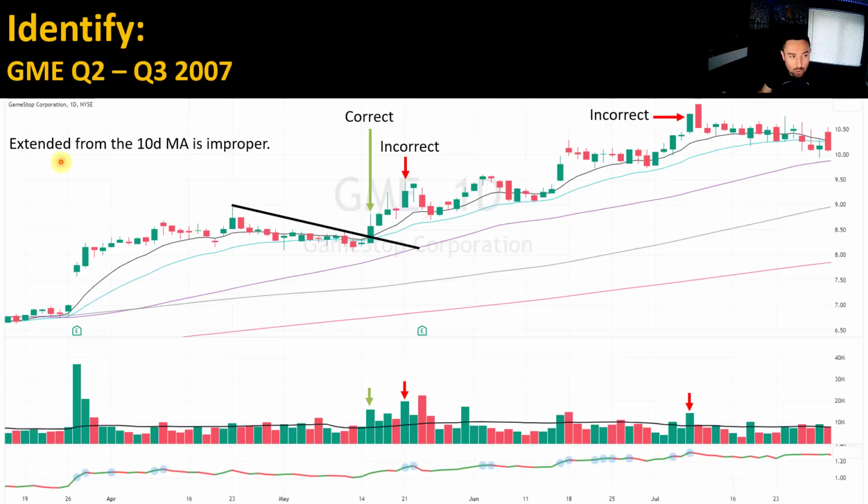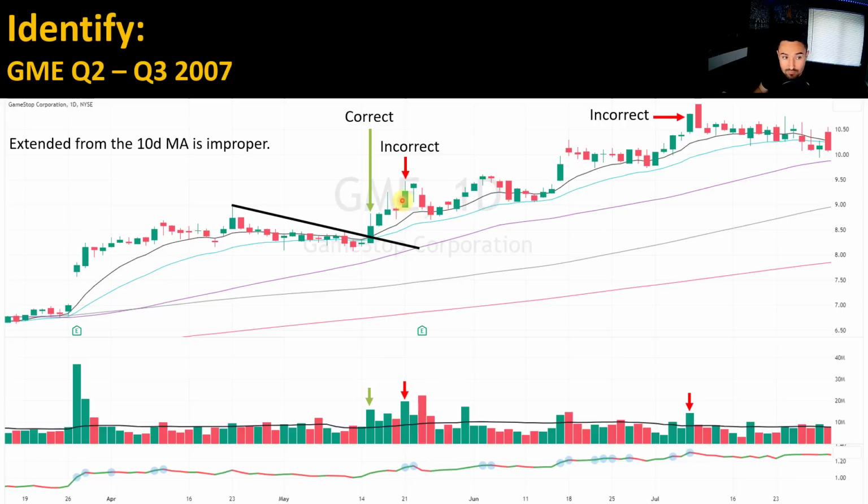But extended, the point on this one is extended from the 10-day moving average. So the black line on my charts is the 10-day EMA. I use the EMA rather than the SMA. You use whatever you want, but I don't change my moving averages when I do these videos. I like to keep them as I do it, because then that's how I see the charts. I know what I'm looking for.